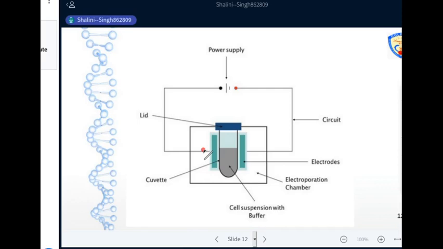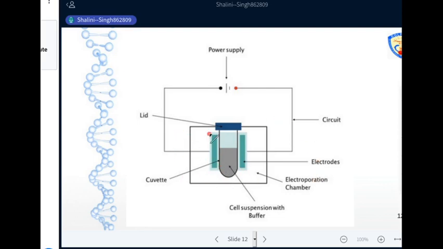In case of plant cells, electroporation can be used to transfer DNA into the protoplast. As you know, a protoplast is a cell from which the cell wall has been removed. Here is a vial containing a cell suspension with buffer, and this vial has been put into the electric field in this electroporation chamber.